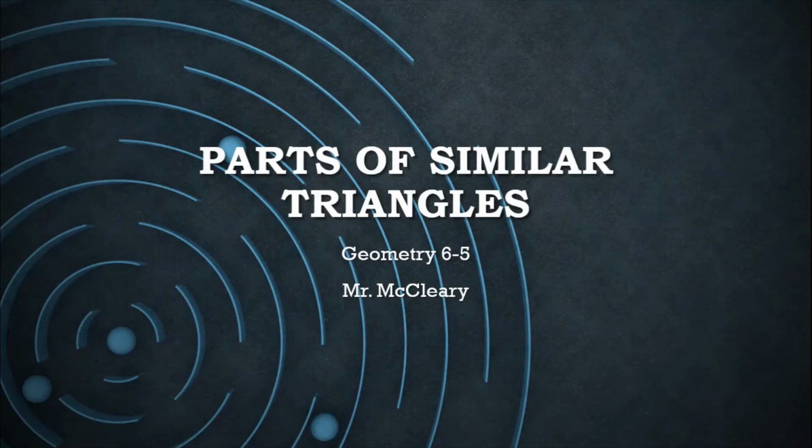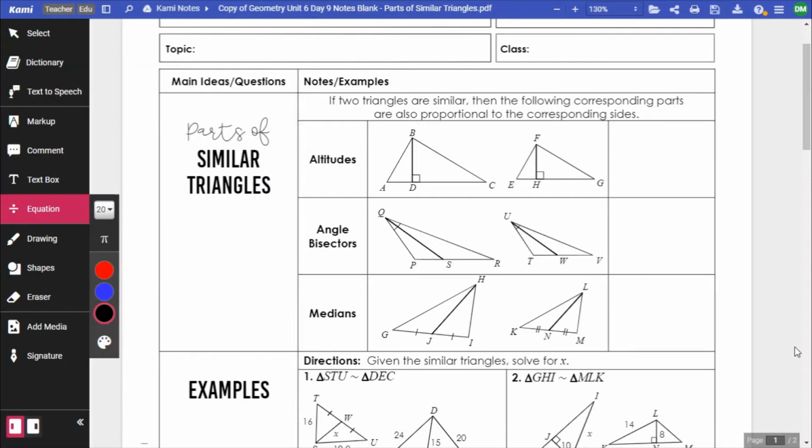Okay, geometry, we have just two last theorems to look at here as we finish out Unit 6. We're going to be looking at parts of similar triangles, and then we're also going to be digging a little bit deeper into the angle bisector. So first off, if two triangles are similar, then their corresponding parts are also proportional. This should hopefully make sense. All of their sides are in proportion, so their special pieces should also be.